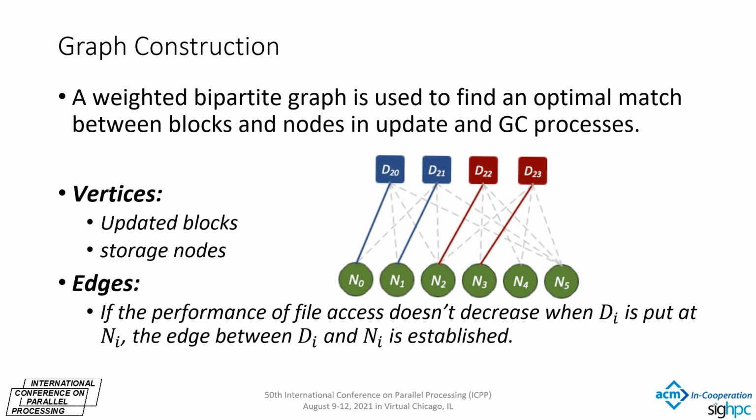As mentioned before, a weighted bipartite graph is used to find an optimal match between blocks and nodes in update and GC processes. In the bipartite graph, the vertices are divided into two parts. One part consists of the updated blocks and the other part consists of all the storage nodes in the system. The establishment of edges follows this principle: if the performance of file access doesn't decrease when Di is put at Ni, the edge between Di and Ni is established.